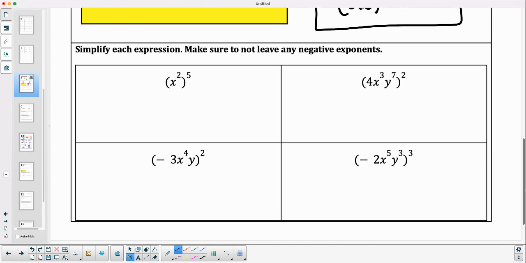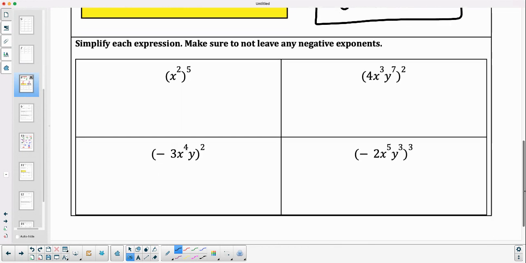So it says simplify each expression, make sure not to leave any negative exponents. Okay, so here we have (x to the 2) to the 5. So this is when you have two exponents right back to back, an exponent outside the parentheses. All we're saying is make that x to the 2 times 5, which is x to the 10.